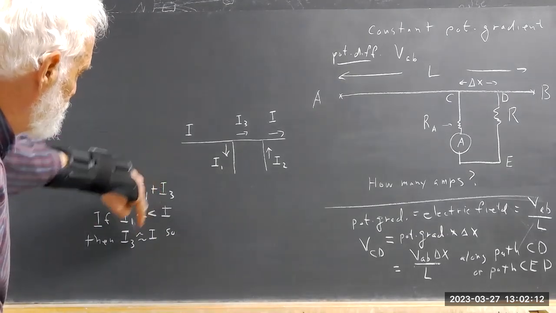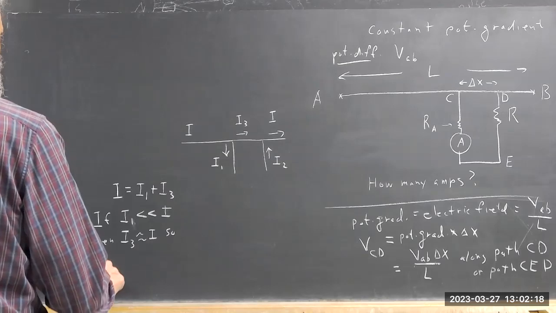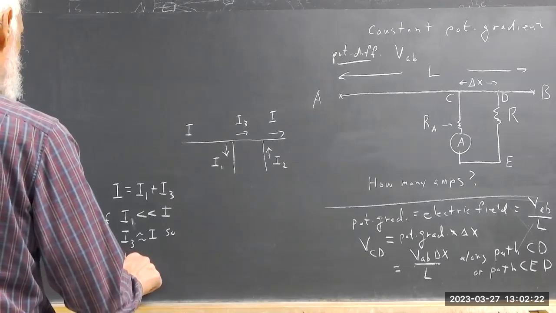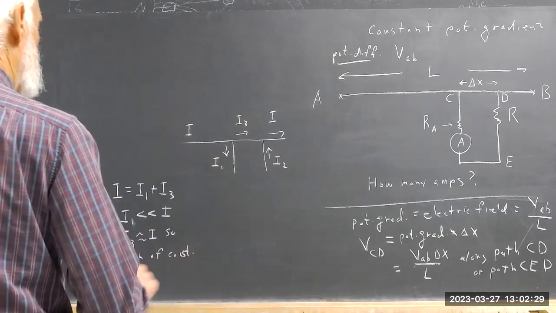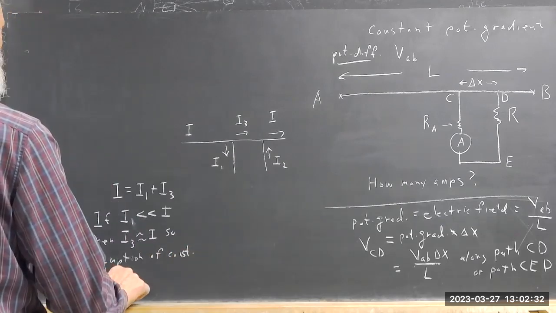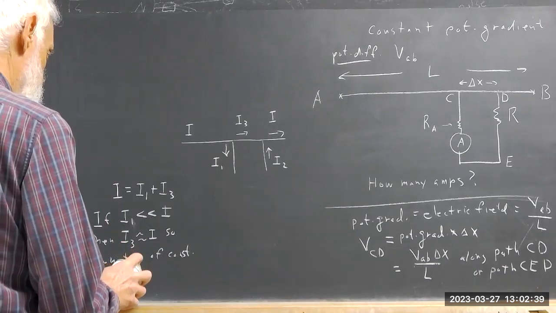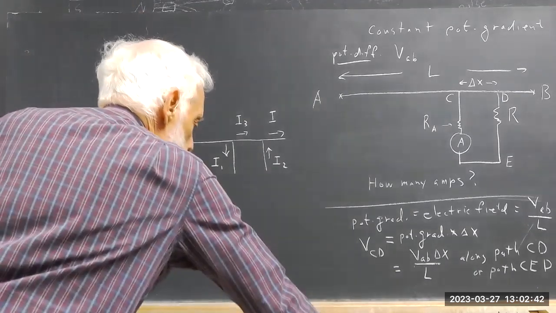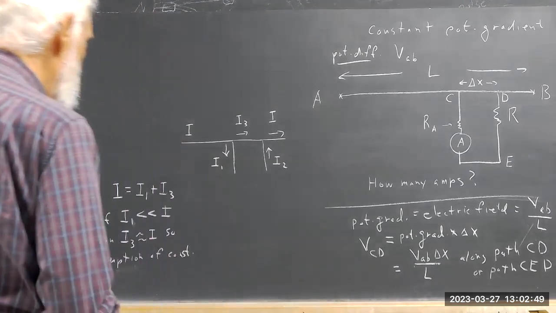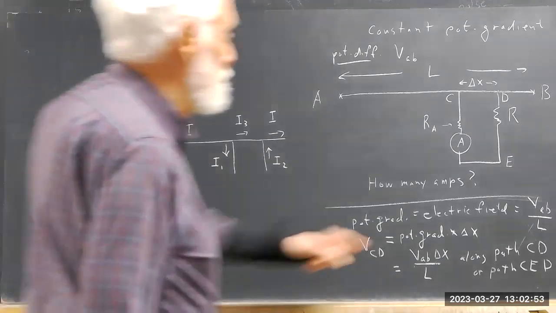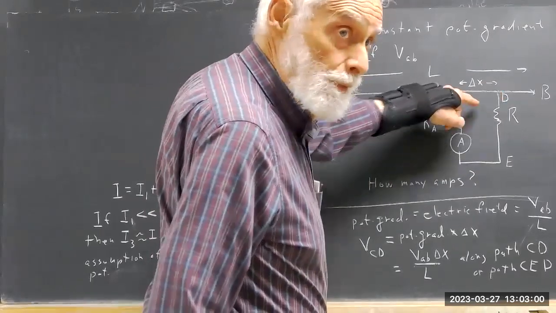I1 is a whole lot less than I, and I3 is pretty close to I. So the assumption of a constant potential gradient is valid to the extent that I1 is a whole lot less than I. If you've got a significant amount of resistance here, enough resistance there, it prevents a whole lot of current from being pulled off and changing this potential gradient.